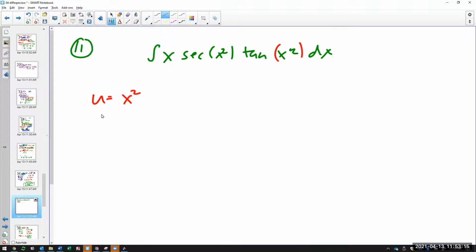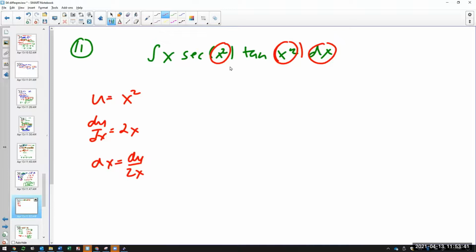Okay, so first you find your u, then you take the derivative, and so that's going to be 2x. Then you solve for dx. Okay? Then you substitute 2 things. What 2 things do I substitute? My u and my dx. But this problem will actually have 2 u's, just because there is actually an antiderivative on my formula sheet that says secant u, tangent u.